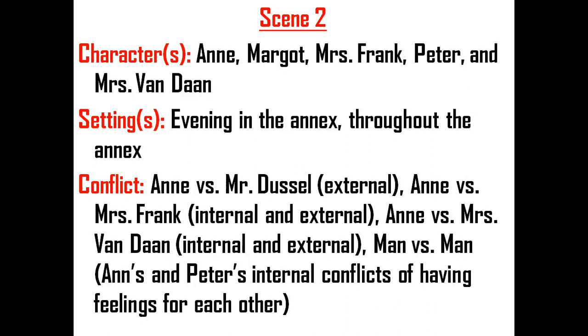In scene 2 of Act 2, the characters are Annie, Margot, Mrs. Frank, Peter, and Mrs. Van Daan. So almost all the characters have been repeating time and again, and the setting also, but there are differences regarding conflicts and resolution. Mainly the characters and settings have been repeating because there wasn't any other place for the setting.